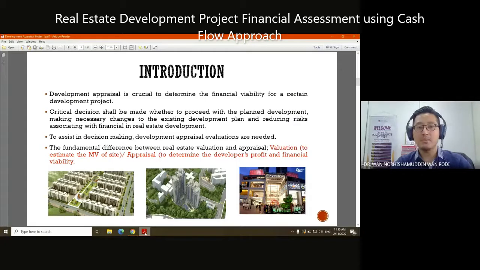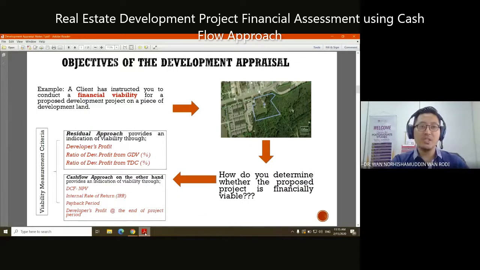So after this, I will explain it further. Okay, and then the next slide shows the objective of the development appraisal. Consider yourself, you have been given a vacant development site, for instance, as shown in the diagram or pictures. A client has instructed you to conduct a financial viability study for a proposed development project on a piece of development land. Apart from the residual approach that you have already learned from different lecturers, you can also conduct the cash flow approach. Let me show you the viability measurement for residual first.